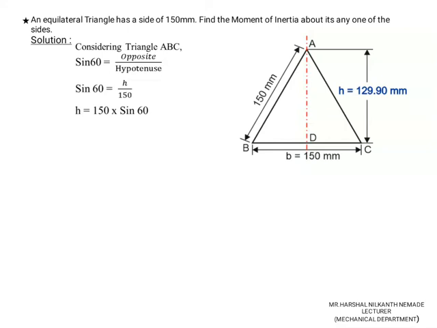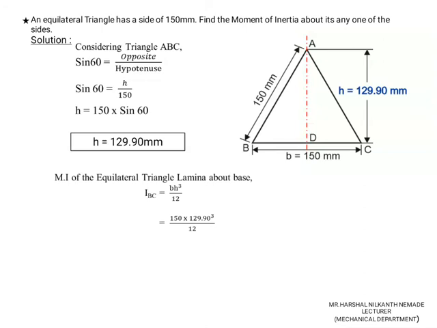Considering triangle ABC, sin 60 is equal to opposite upon hypotenuse. Sin 60 is equal to H upon hypotenuse, which is 150. H is equal to 150 multiplied by sin 60. H is equal to 129.90 mm. I have calculated the H value.